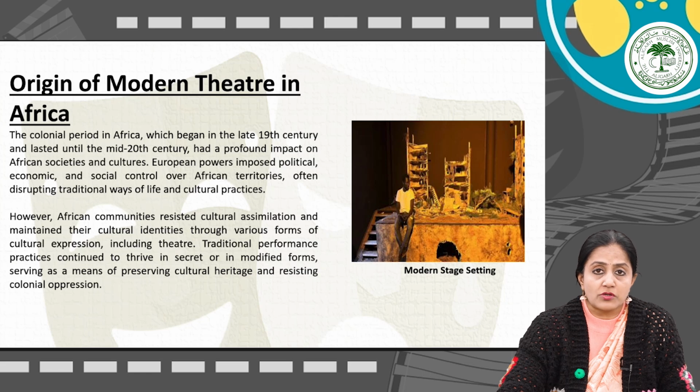Educational institutions also have a role to play. Western style educational institutions which were established in the colonial rule, like schools, colleges and universities, introduced theatre courses, drama clubs and productions, which provided opportunities for Africans to learn and engage with Western theatrical practices.